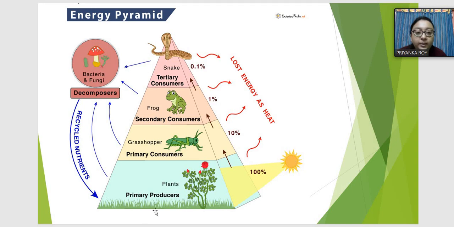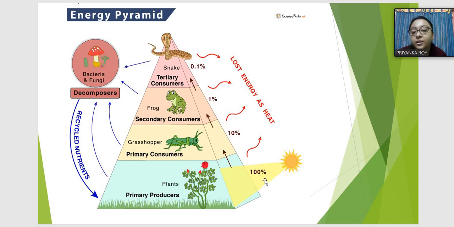Like you can see, the loss of energy is there as heat. And from here, the producers, the plants, transfer only 10% energy to the primary consumers. From here, only 1% energy goes over to the secondary consumers, then 0.1%. So there is a 10% energy rule. That 10% energy is only transferred to the next trophic level.